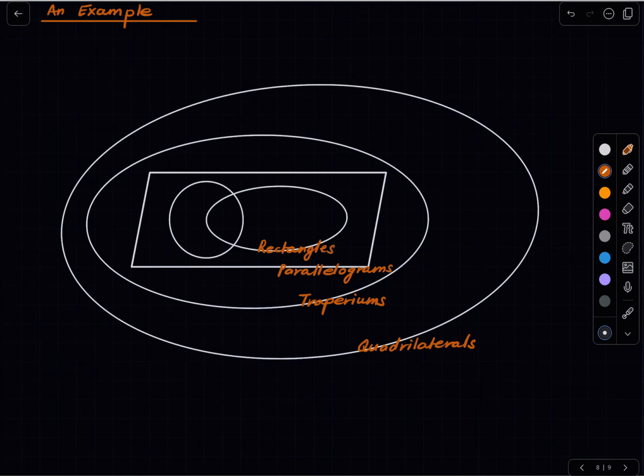And this blob over here denotes all rhombuses, which we discussed a few minutes back. And we also commented that the intersection of rhombuses with rectangles gives us squares. So inside this intersection is all squares. So that's one way to express some of the geometric facts that we learn in high school in the set theoretic language.